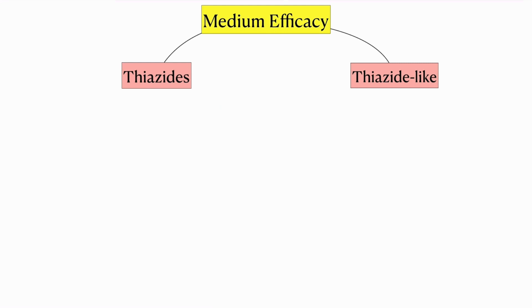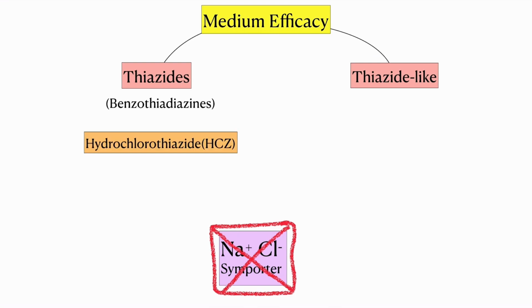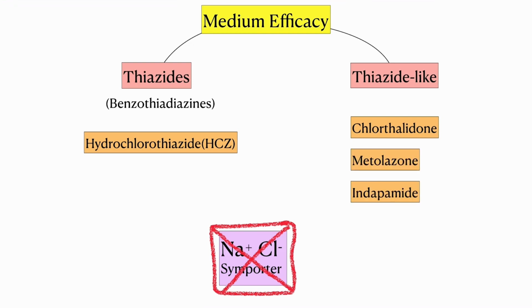Now, the medium efficacy drugs include the thiazides and the thiazide-like. These thiazide drugs inhibit a channel known as the sodium chloride symporter channel in the DCT, or the distal convoluted tubule. In the thiazides, we include a drug known as hydrochlorothiazide, or HCZ, under the benzothiazidines class, while the thiazide-like drugs include chlorthalidone, metolazone, indapamide, and clopamide.